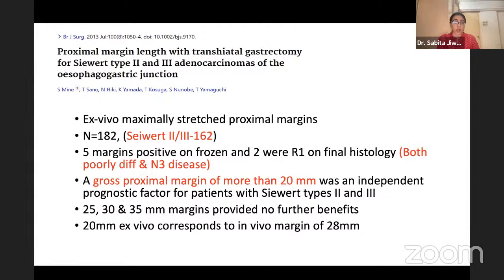So do not think that you can go ahead, do a total gastrectomy and not take any margin on the esophagus with a Siewert type 3 tumor. You still need a margin on the esophagus aspect. And when you increase the margin, it does not provide any further benefit in this study. And they also said that an ex vivo margin of 20 millimeters or 2 centimeters actually corresponds to an in vivo margin of 3 centimeters, that is almost 28 mm. So basically you have to aim for a 3 centimeter proximal margin on the esophagus when you're dealing with Siewert type 2 as well as 3.